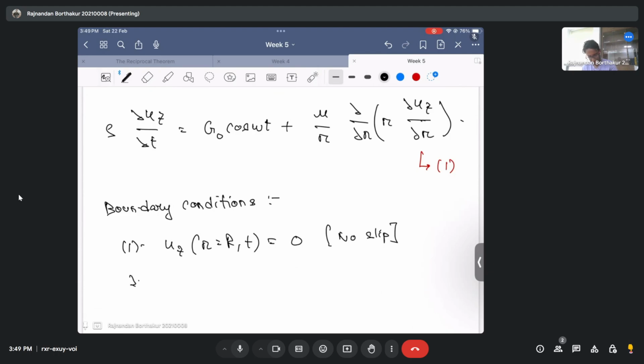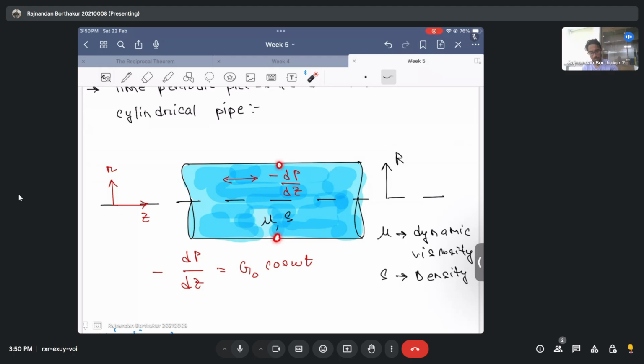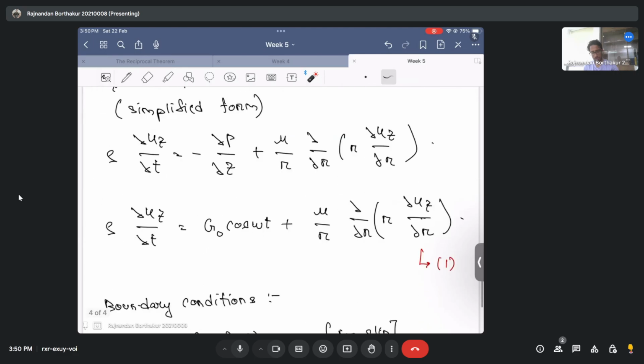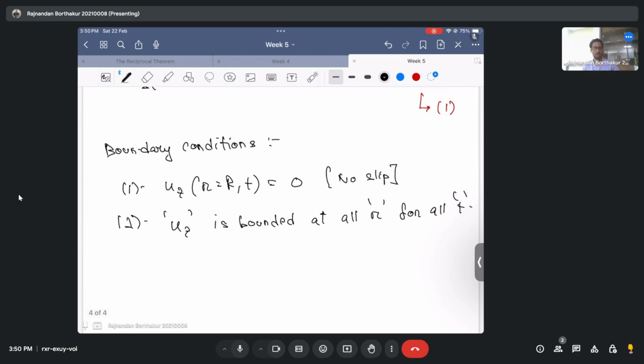And the second boundary condition is that, see, the velocities at this and this point is 0, meaning that in the entire profile, whatever be the profile for uj has to be bounded. So this is the second boundary condition. Okay, so uj is bounded at all r for all time. Okay, so these are the two boundary conditions that we'll use.